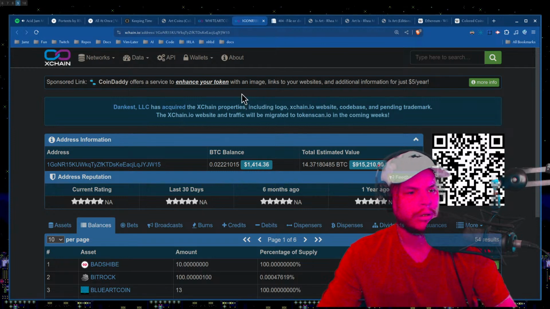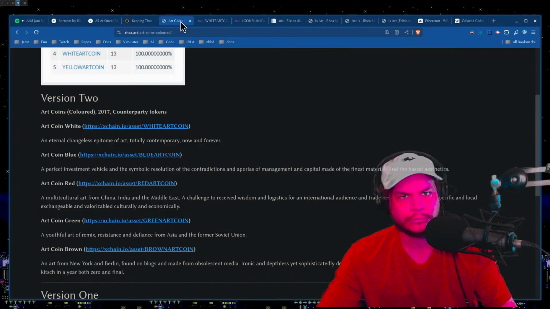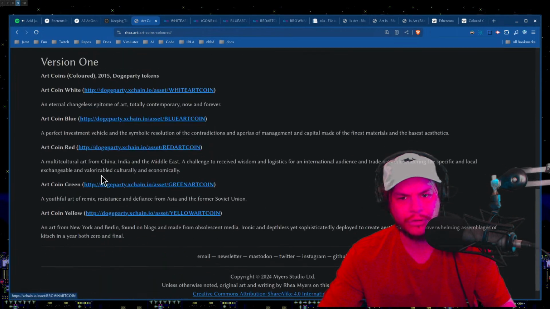Total estimated value is 14 BTC. A lot of money here. Cool. So they're all going to be on chain like that. Blue, red, green art. And this is version 2. Version 1 is right here.